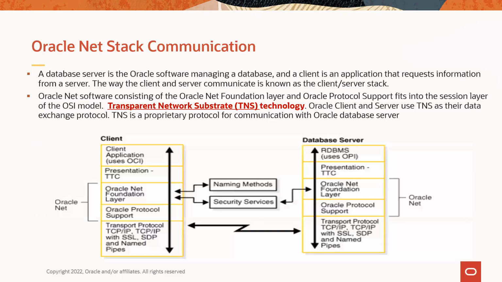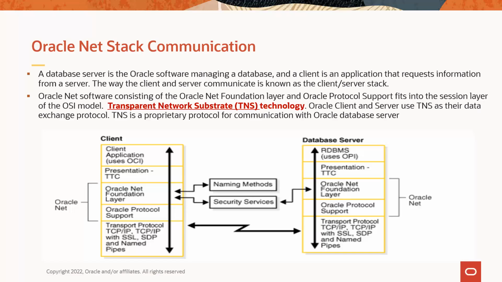So how does the Oracle Net layer integrate with the existing OSI model? As we say over here, Oracle Protocol Support fits into the session layer. So we know where exactly the session layer was from the previous slide. It was right above the transport layer. So over there, my Oracle Net layer sits. In that, we have two integrations: one is the Oracle Net Foundation layer and the other is Oracle Protocol Support.